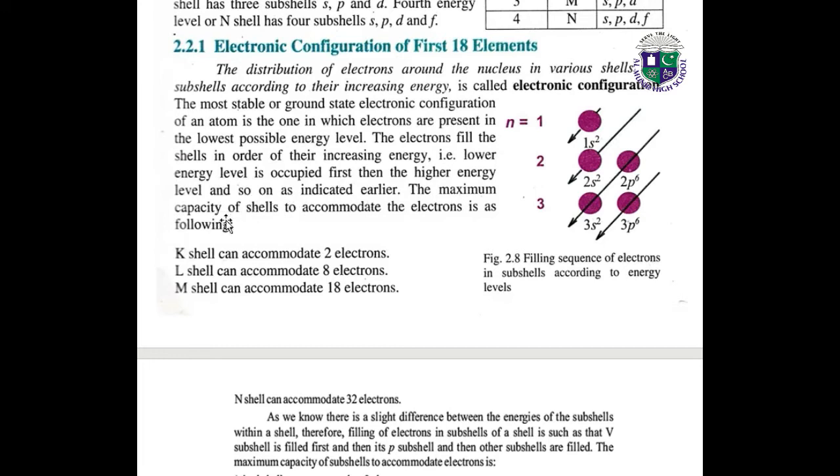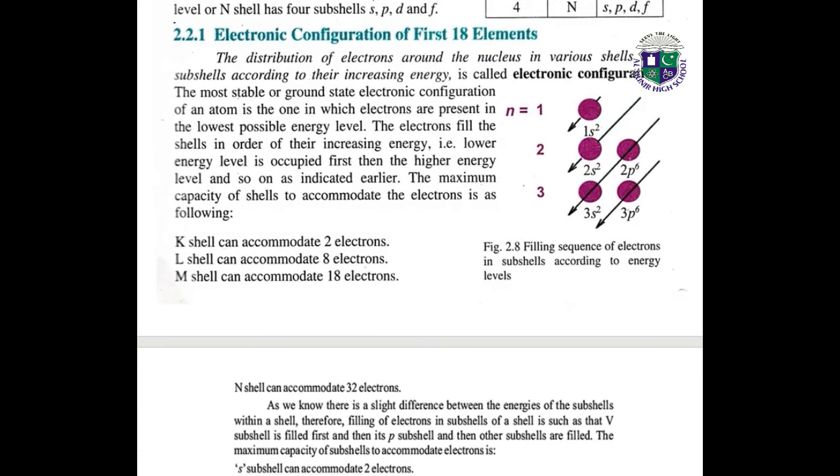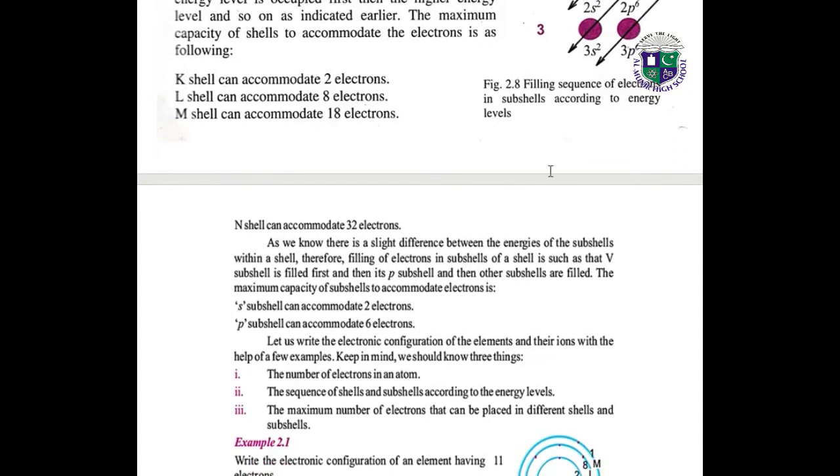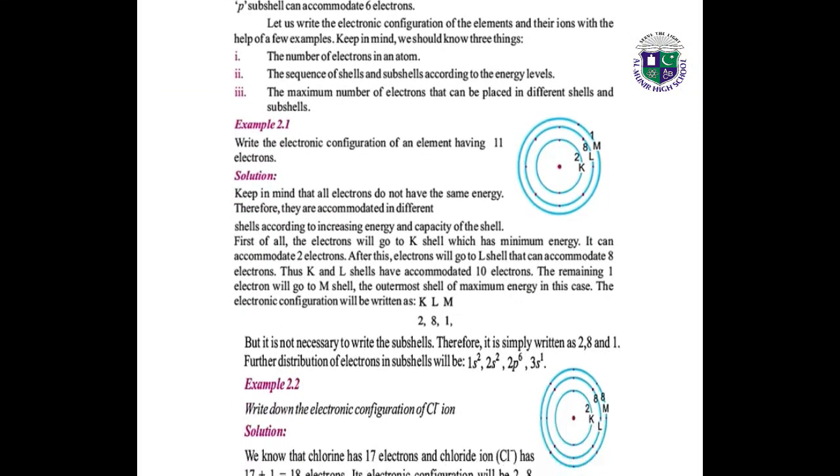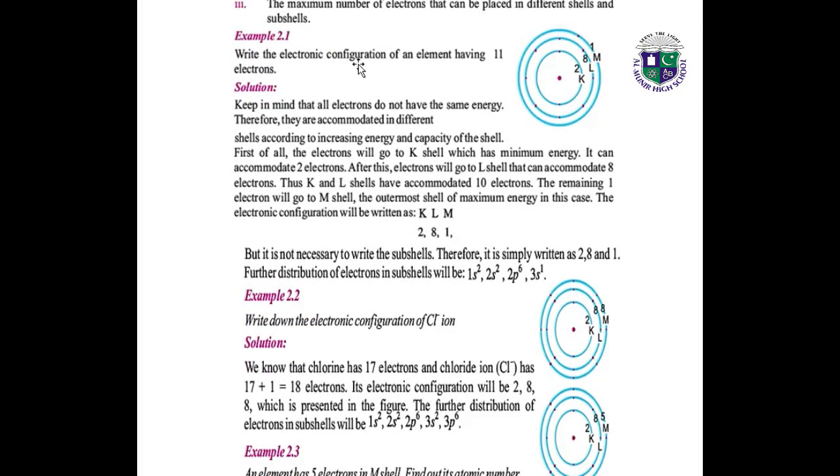The maximum capacity of shells to accommodate the electrons is as follows. K, L, M show different energy levels and can accommodate 2, 8 and 18 electrons. So first of all, we have this example 2.1. Write the electronic configuration of an element having 11 electrons. Keep in mind that all electrons do not have the same energy, therefore they are accommodated in different shells according to increasing energy and capacity of the shell.